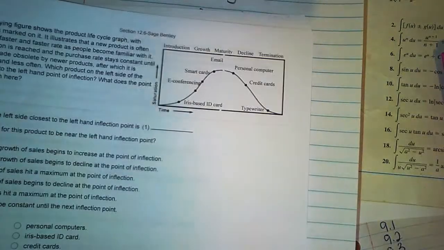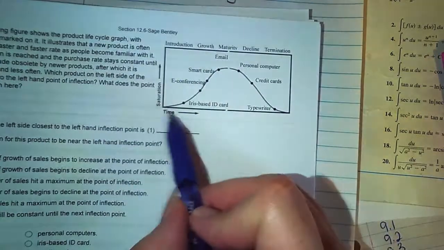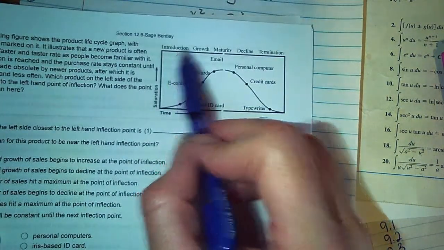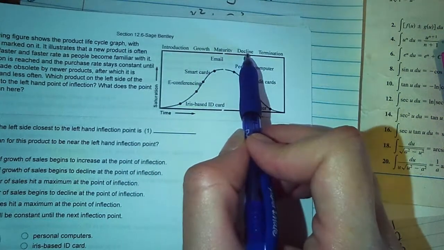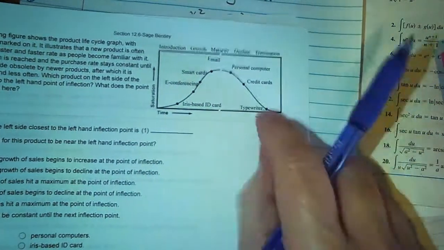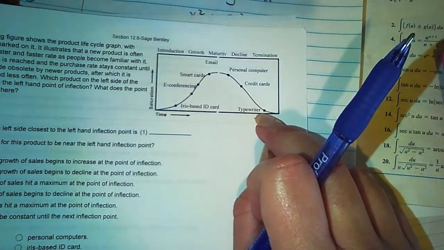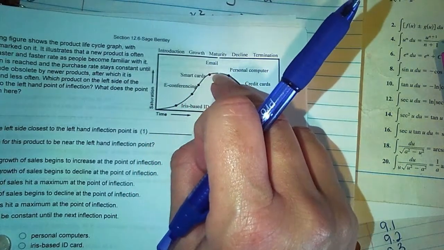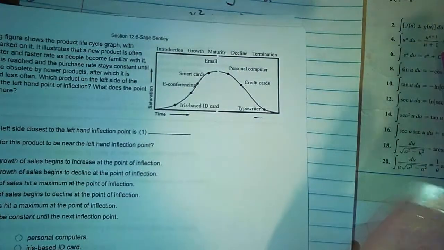All right, so for this one, you don't have to do any math. You just have to interpret. Basically it's talking about as time progresses, you'll find out that you introduce something. It goes through a period of growth. Then it matures. And then it goes through a period of decline. And then there's termination. So for instance, think about a typewriter. As soon as typewriters were introduced, whenever that was, a long time ago, they pretty much gained popularity a lot.